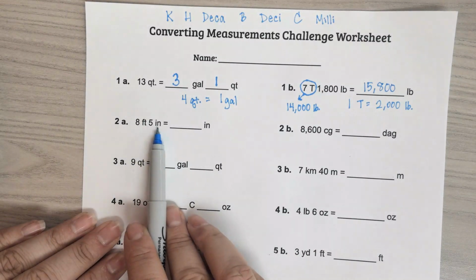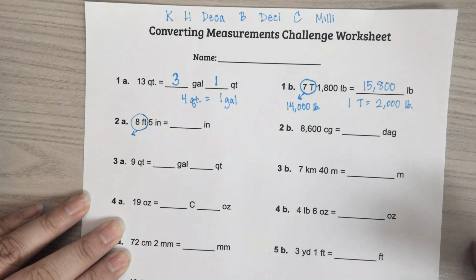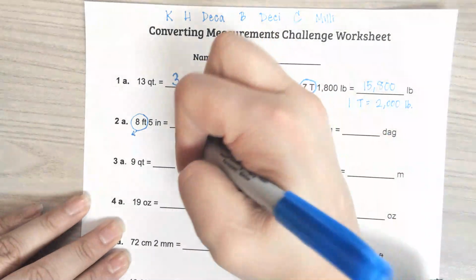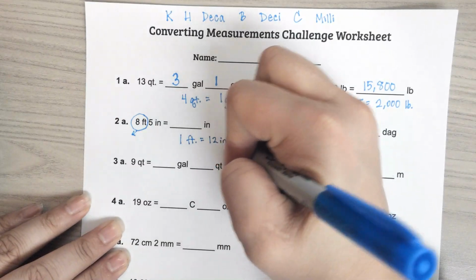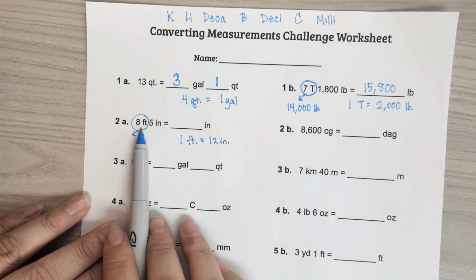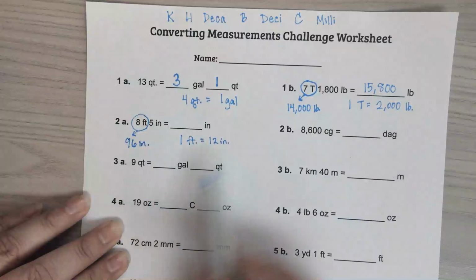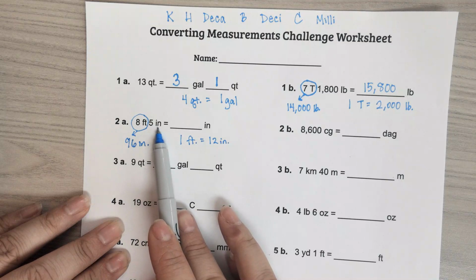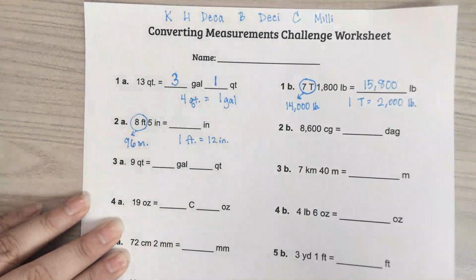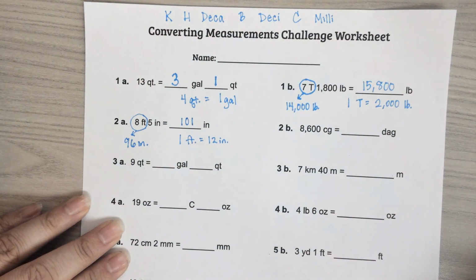Question 2a, same thing. It gives me feet and inches in the problem, so I'm going to separate this. I'm going to take my 8 feet and move it over here, and I need to figure out how many inches are in 8 feet. We know that 1 foot equals 12 inches. So I'm going to take my 12 inches times 8 feet, and that's going to give me 96 inches. Again, just like we did on 1b, I'm going to take the 96 inches and add it with the 5 inches that's given here, and together it equals 101 inches. All right, great. Let's do one more together.